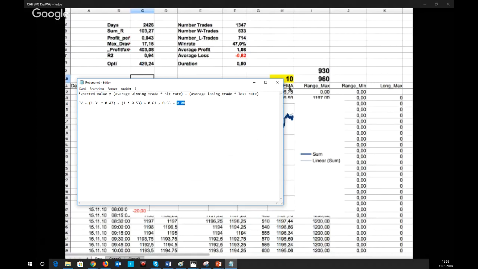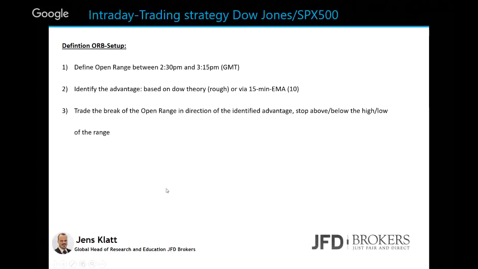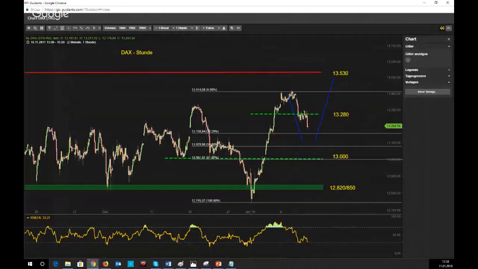So now let's come back, first of all, to this screenshot. We don't have the time, we would need another 15 minutes, which we unfortunately do not have, to wait for the range to define itself. But the setup itself is very easy, and it plays out as this equity graph shows. We find the open range between 2:30 p.m. and 3:15 p.m. GMT. This is the time in which we define the open range, which means we're looking at the high and the low.